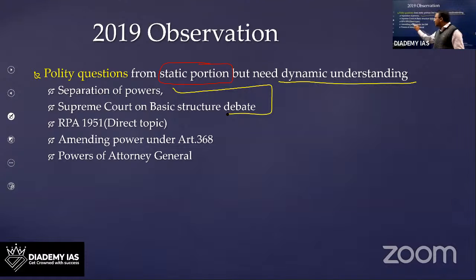RPA, the Representation of People Act: questions are coming directly also, but the point is the questions are not that easy because you have to remember certain facts and provisions. Then the amending power under Article 368. Again, this is a fundamental topic. But because the constitution is being amended from time to time, it also remains in the news. That's why it becomes important. Then the powers of the Attorney General. So these are some of the key areas.